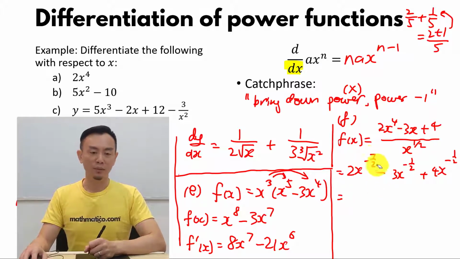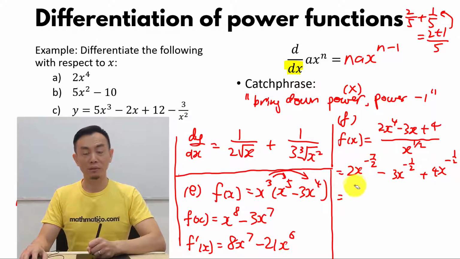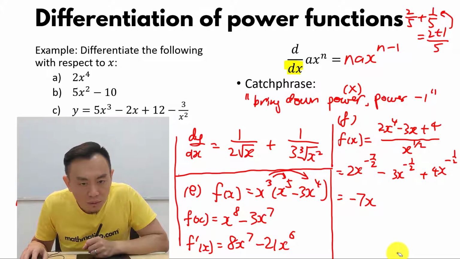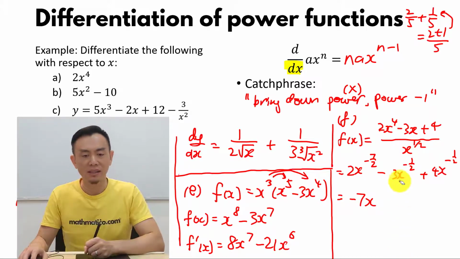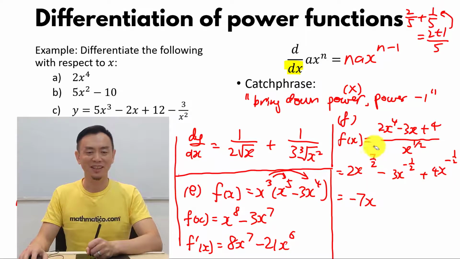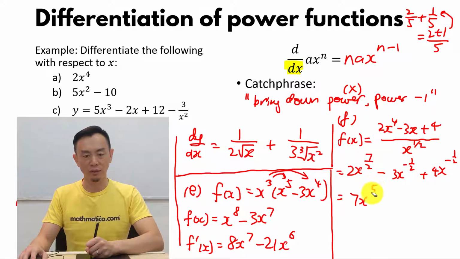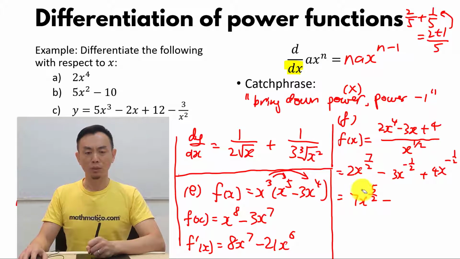Now I'm going to differentiate. Power brings down 2 times 7 over 2. Wait a minute, this is positive 7 over 2. Sorry. 4 minus half is positive 3.5, which is 7 over 2. The 2 cancels, you get 7x, then the power 7 over 2 minus 1 is actually 5 over 2. It's normal to present your powers in improper fractions rather than mixed numbers.